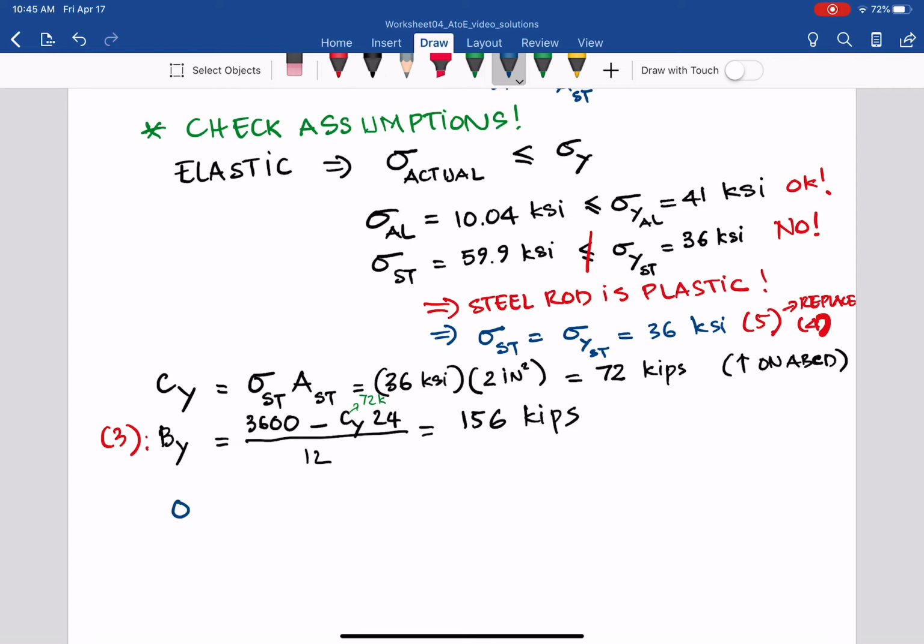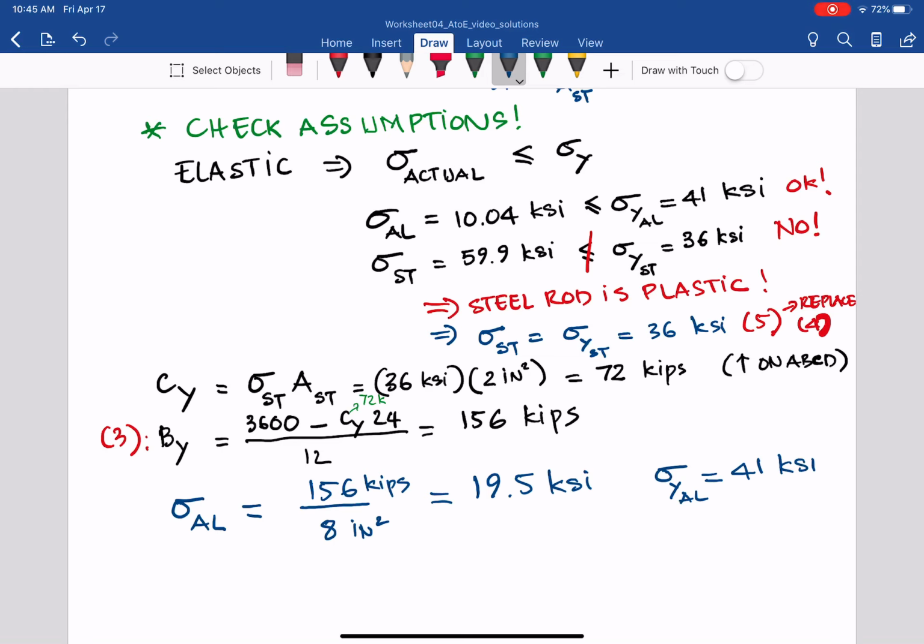for aluminum. Sigma for aluminum, the normal stress on aluminum, is equal to the load By on that aluminum. So 156 divided by the area, 8 inches square, right? Keep 5 by 8 inches square. So from that we have 19.5 ksi, and we have to check with the yielding stress for the aluminum, and that 41 ksi is still good. So it's okay.